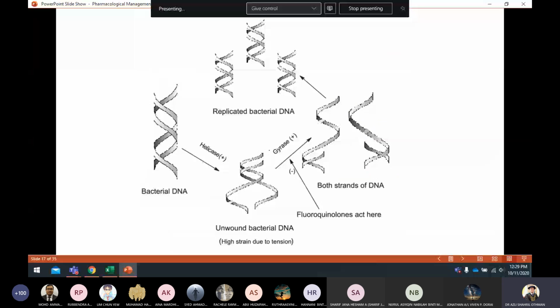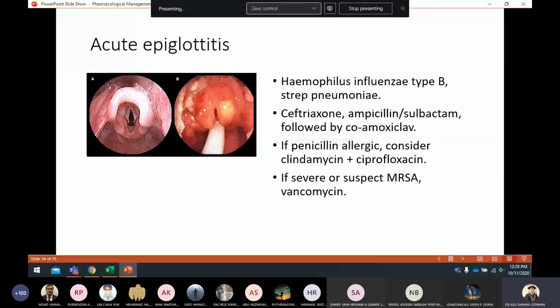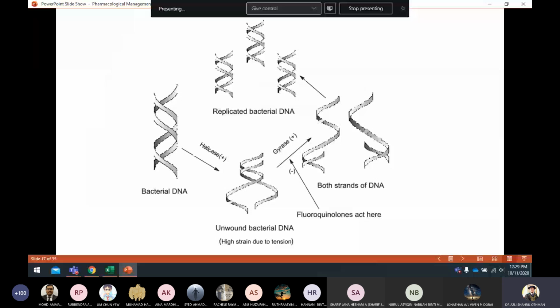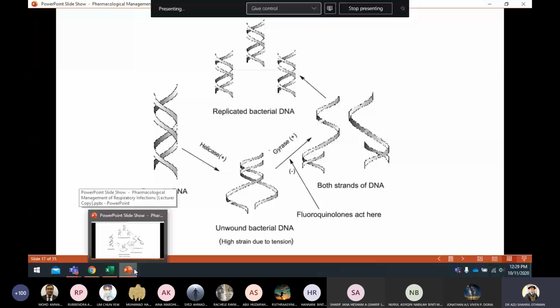All right. And if you see the previous slide, the option for clindamycin, if the patient is resistant to penicillin, to cell wall inhibitors, is you give clindamycin together with, what is it? Ciprofloxacin, right? Is it ciprofloxacin or levofloxacin? Ciprofloxacin. So ciprofloxacin, let's just watch a video. I think I have a video for this one.